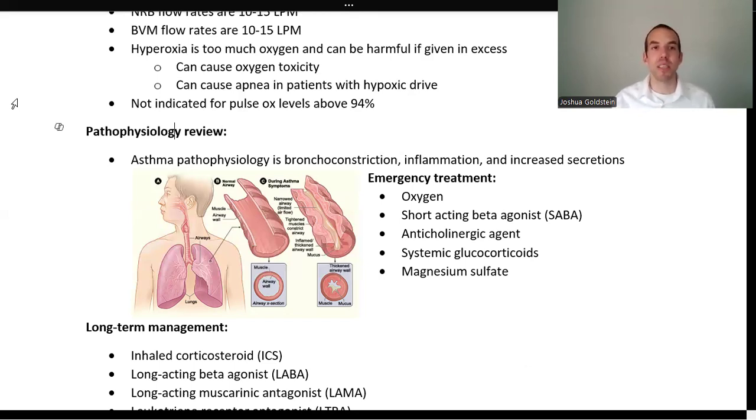Let's jump into asthma and COPD. So asthma pathophysiology is 3 distinct problems. The first is bronchoconstriction. Bronchi, what all of the air that we breathe in and out moves through to get all the way to the end of our lungs. The bronchi become constricted. They become smaller. Next is inflammation.